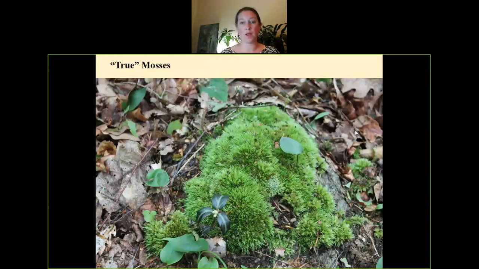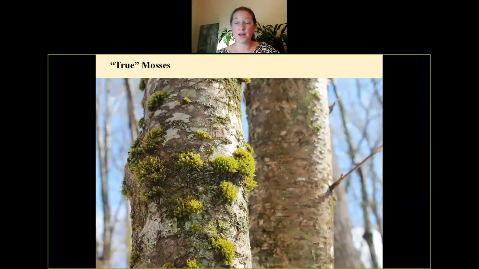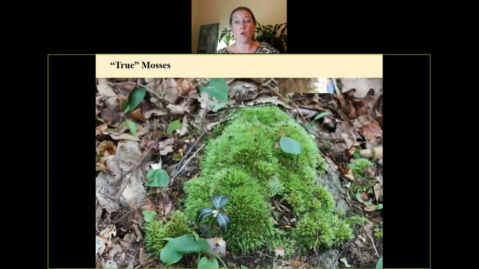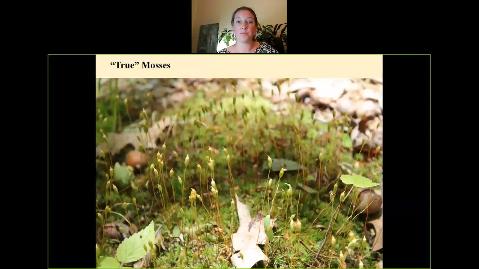Here's some more true moss. And remember, mosses are non-vascular plants, so that means their gametophyte generation is dominant. When you're looking at these little green fuzzy balls, what you're looking at is the gametophyte plant. That is the gametophyte plant that's green and photosynthetic, because we're talking about non-vascular plants. Here, though, we see the sporophyte plants emerging out of the gametophyte plant. So those little stalk-like things are the sporophyte plants.